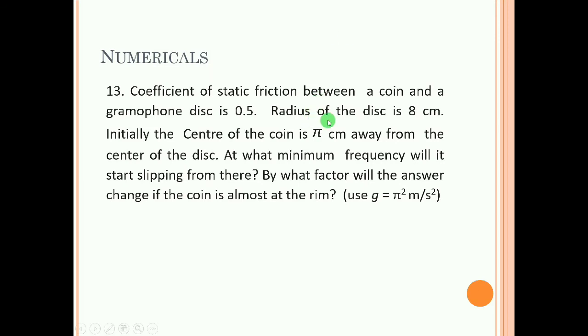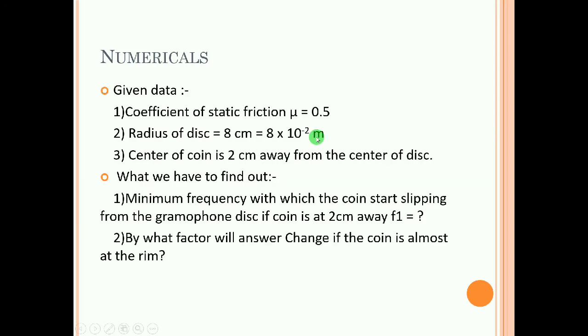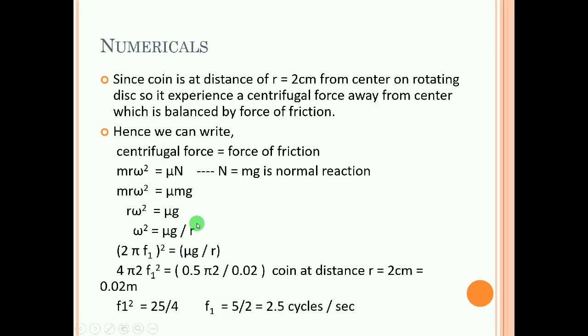Okay, this is 2 centimeter away. So what we have to find out? The minimum frequency with which the coin starts slipping. So here we'll take r equal to 2 centimeter.